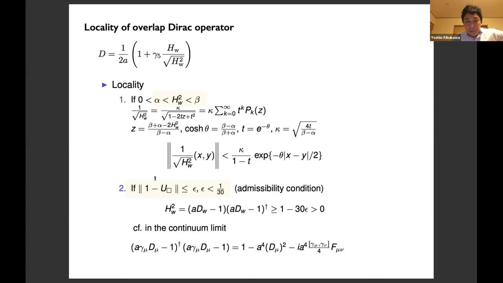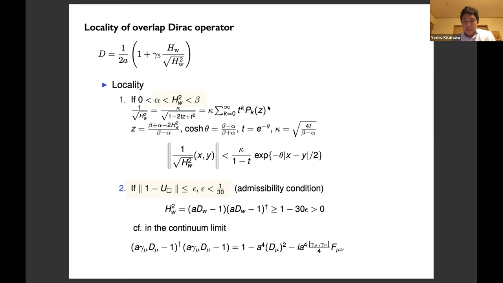And if the gauge link field satisfies this bound, then we can say that this Dirac operator is local. Okay. So in this way, we impose a certain condition on the size of the plaquette variable to have a local definition of the overlap Dirac operator.